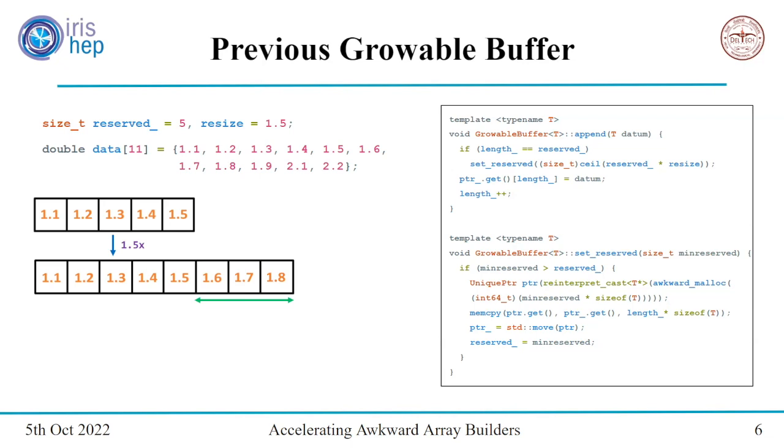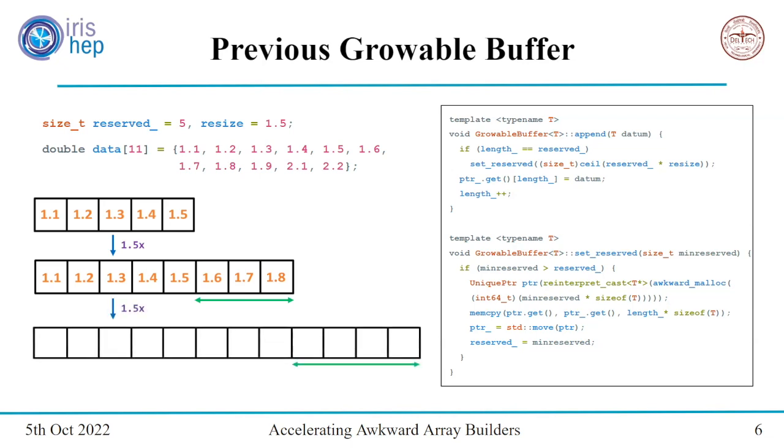Similarly, when the length was again equal to the reserved value, reallocation and copying were done, and the rest of the elements were added. So as we saw, in order to grow the buffer, the previous approach reallocated and copied the buffer every time it got filled so that the array remained contiguous. But as the size of the data increased, the performance reduced rapidly due to repeated reallocation and copying operations, which also created unnecessary memory copies. So in order to solve this problem, I modified the growable buffer to make it use the multiple panels approach.